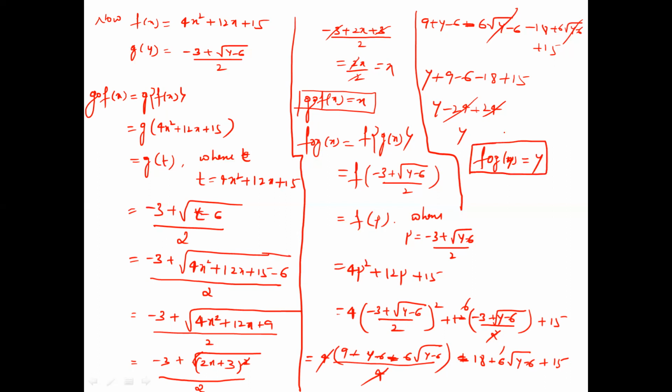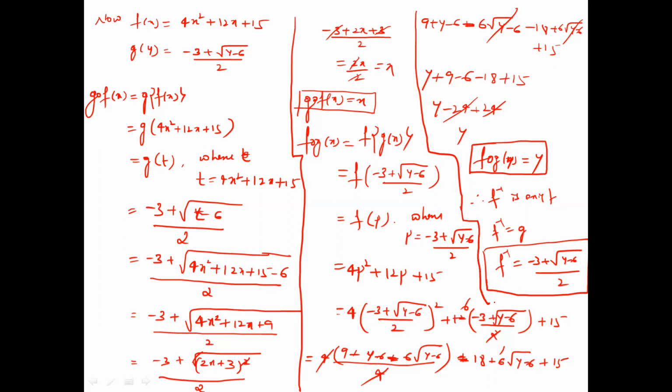Now we proved that f composition g and g composition f of x, we got both values. Now therefore, f inverse exists. That is, f inverse equal to g. What is the f inverse? What is the g value? The g value here is minus 3 plus root y minus 6 by 2. So this is the required answer.